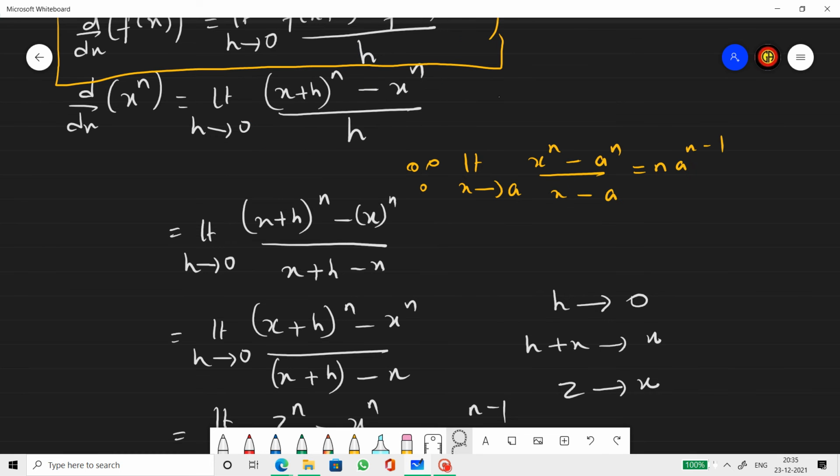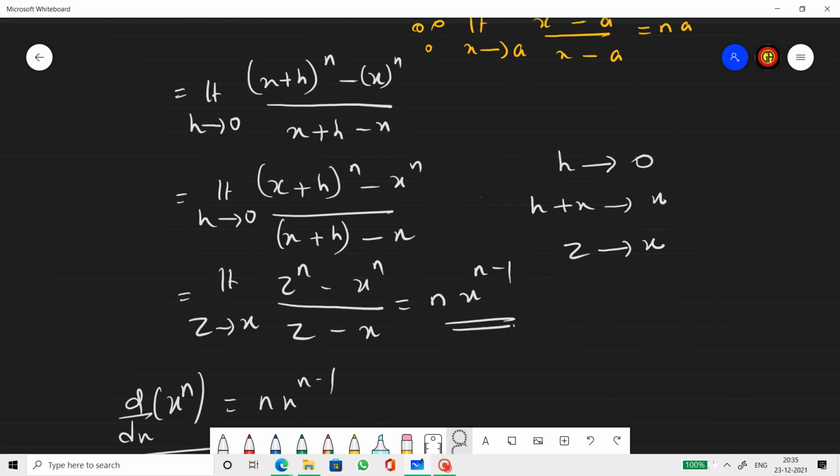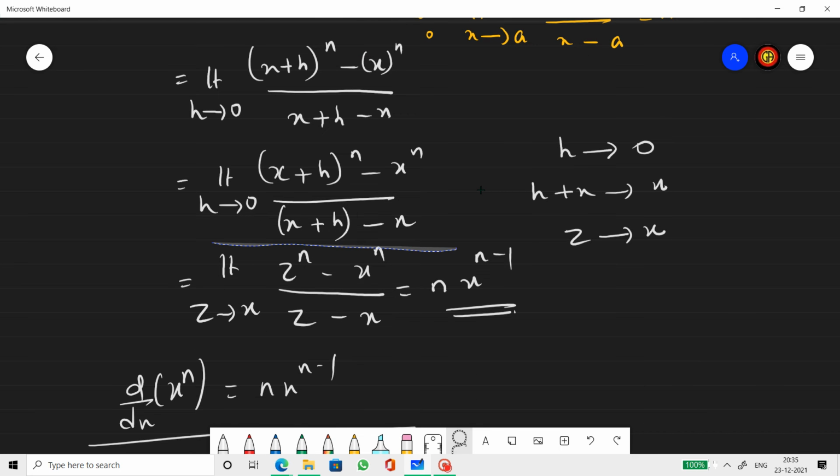So I'm going to add plus x and minus x to the denominator, which I did here. And after that, I'm grouping the terms in the denominator. So I group it like this. Now it is x plus h to the power of n minus x power n by x plus h minus x.